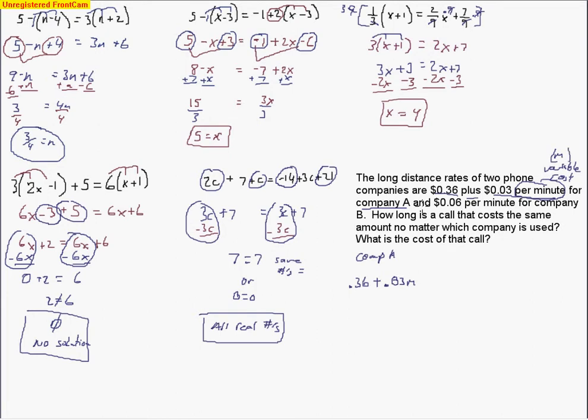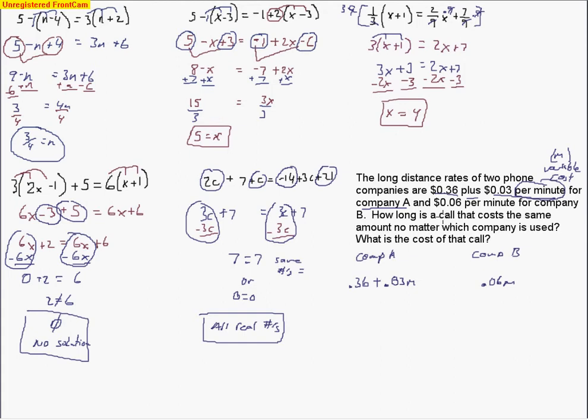And then it says, and company B, 6 cents per minute for company B. So they just charge 6 cents per minute. They don't charge an extra amount. So company B charges just 6 cents per minute, but no extra amount like the company A charged that 36 cents.